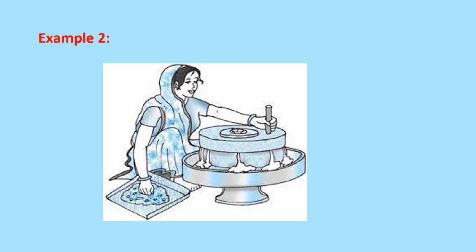Example 2. In this image, you can see a woman using a stone hand flour grinder, and you can see that the handle is placed near the rim. The reason is, the farther the handle is placed from the pivoted point, the less force is required to increase the moment of force. So that's the reason the handle is always placed near the end of the rim.